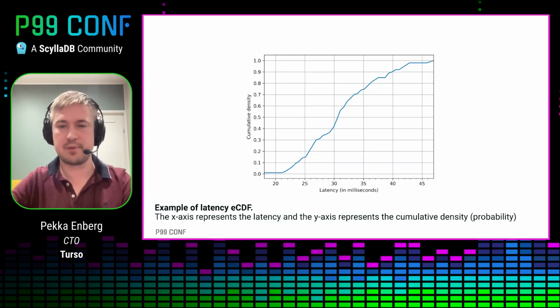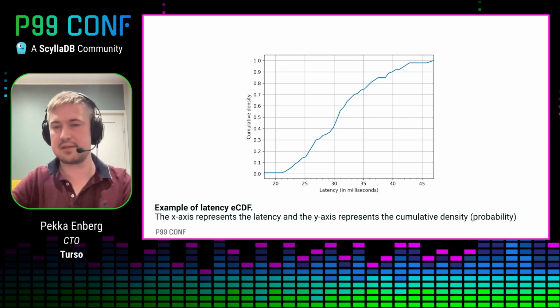This is actually a different measurement, I think. No, actually, it looks like the same one. But basically, this is showing the same thing in a slightly different way. Now on the y-axis, you have the cumulative density. If we start from the top, it's 1.0, which means all of the latency falls within this area. And on the x-axis, you have latency in milliseconds. And this to me looks like a pretty nice latency shape.